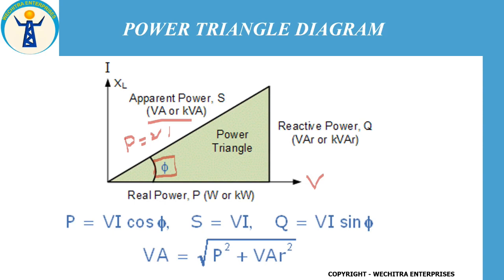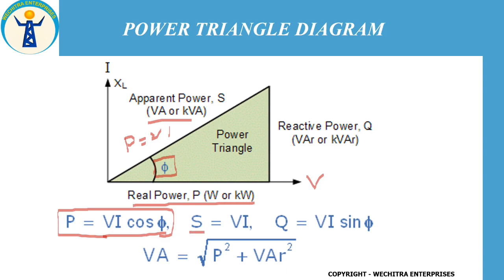This is apparent power. But in reality, we have a phase difference between them. So the real power is P equals VI cos phi. This is our real power, which is coming to our load, or to our premises.